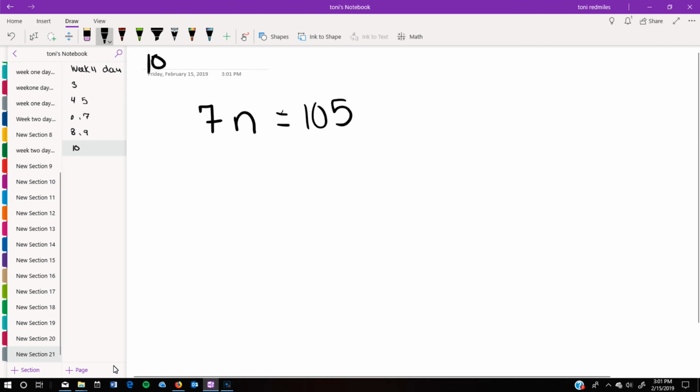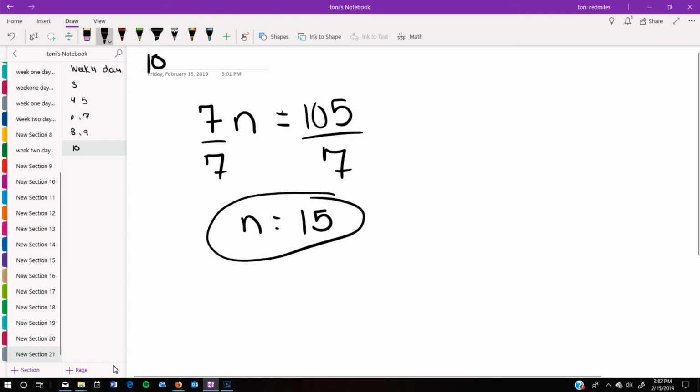Now to solve my equation, the second part of this question, I have to divide 7 on both sides because it's being multiplied to the n. All right, 7 goes into this number 15 times. So I need a 15-person crew to set up one computer in an office.